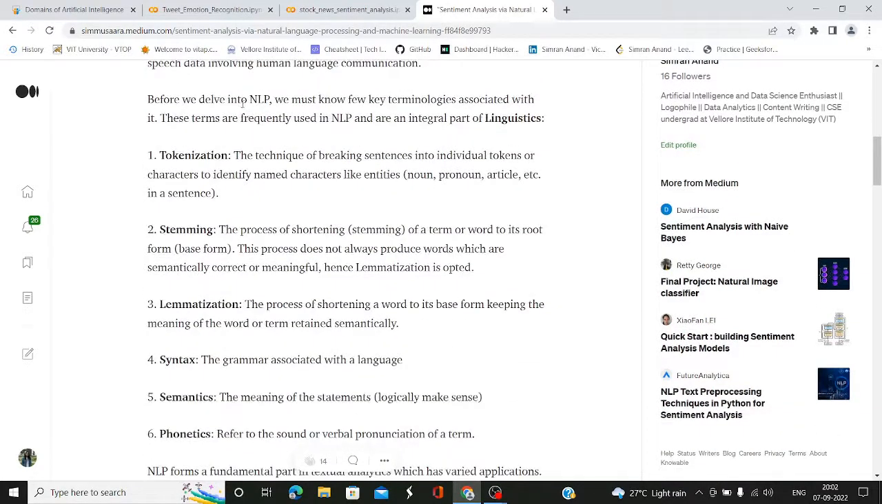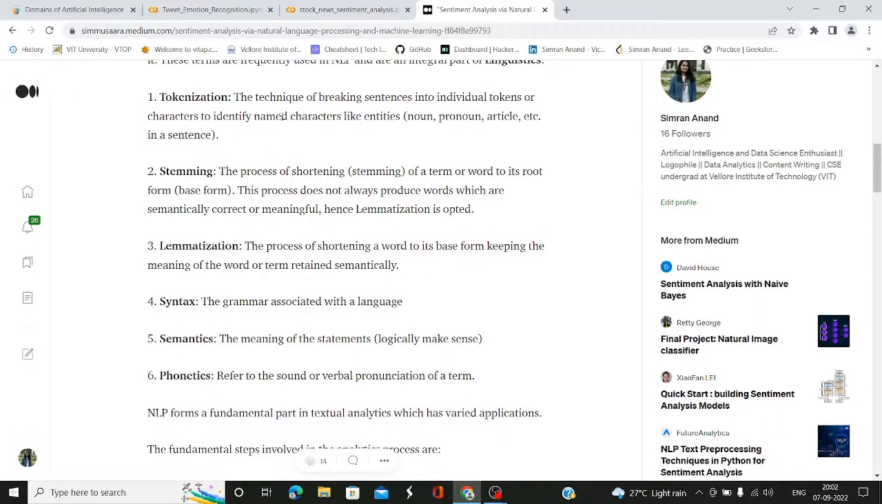So when it comes to the different techniques of NLP, there are tokenization, stemming, lemmatization, syntax, semantics, and phonetics. Tokenization, you know that a sentence can be broken down into small chunks of words, different tokens of words. So tokenization is the technique of breaking sentences into individual tokens or characters to identify entities, be it noun, pronoun, article, etc. in a sentence. For example, if I give you a sentence like "AI is a very interesting subject," we know what the noun is here, pronoun, article. "Interesting" is the adjective here, whereas AI is the noun here. Noun as in it is the name of a subject, and subject, noun, these all are the different entities, different tokens or parts of the sentence.